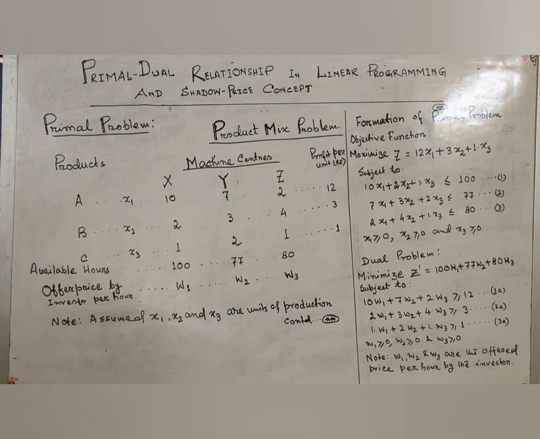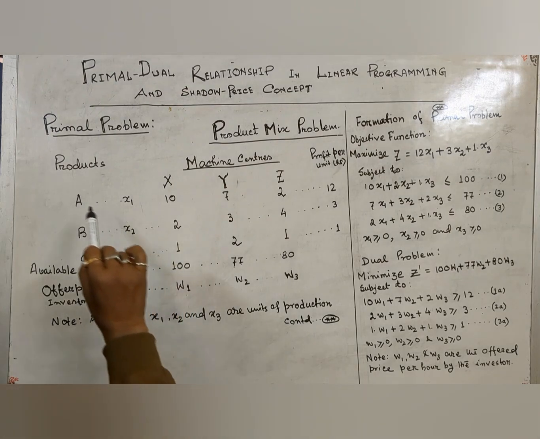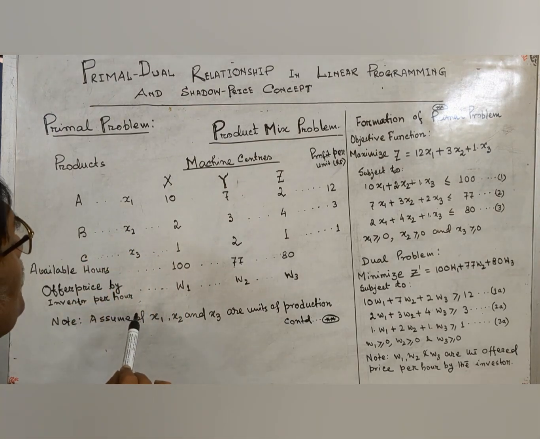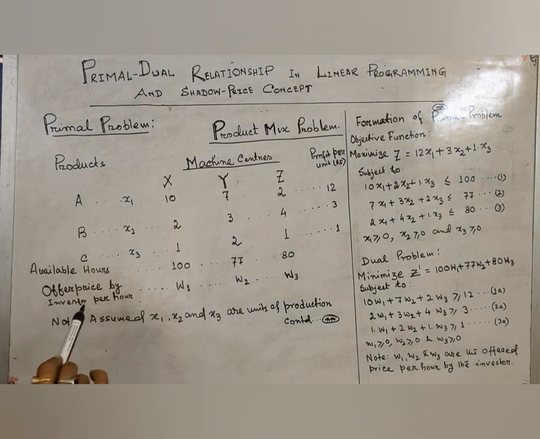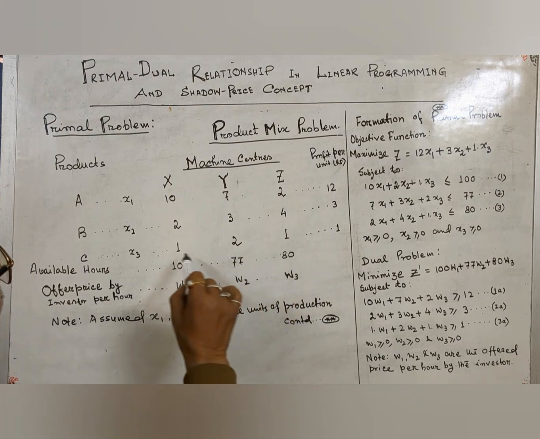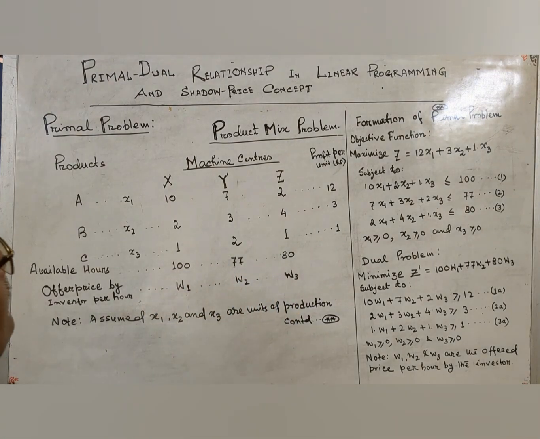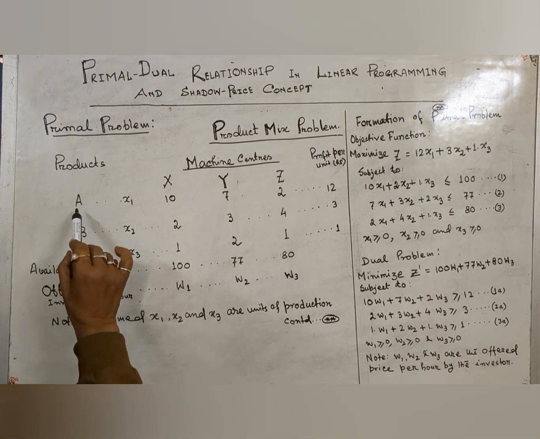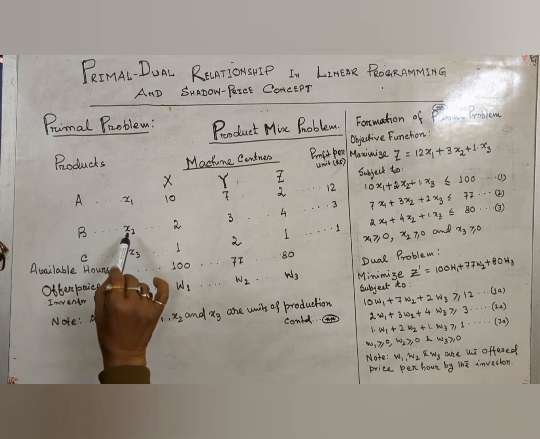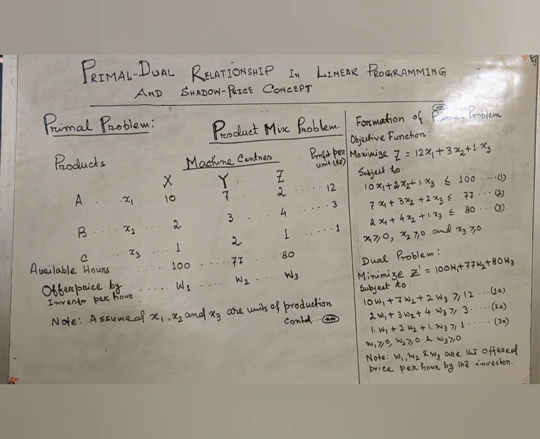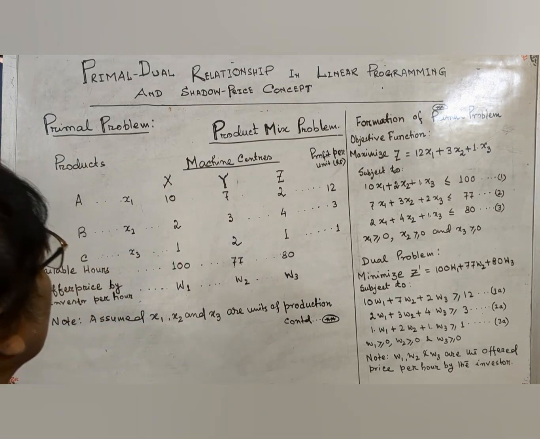Then you have to find out the best production mix. That means how many units of products A, B, and C you will produce, so that production is possible within the limited hours available for the machine centers, and at the same time, as this is a case of profit, the profit will be maximized. This is the primal problem. Suppose we are producing product A x1 units, B x2 units, and C x3 units. We have to determine the values of x1, x2, x3.